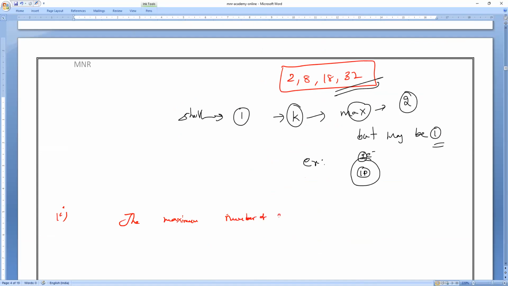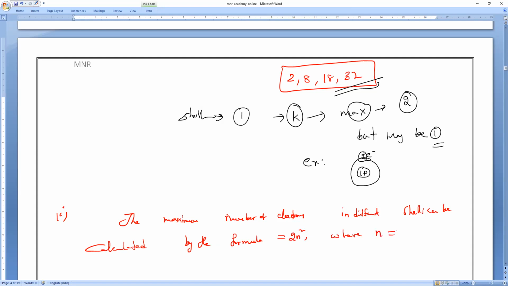The maximum number of electrons in different shells can be calculated by the formula. What is the formula, everybody? 2n square. Clear? Where n is the number of shells. Understand?